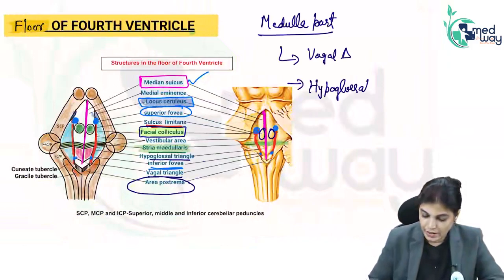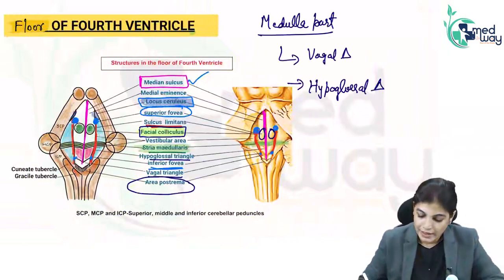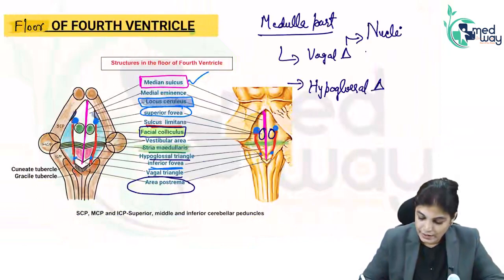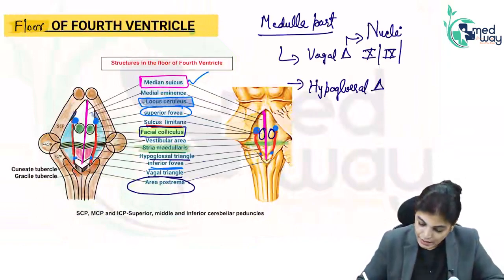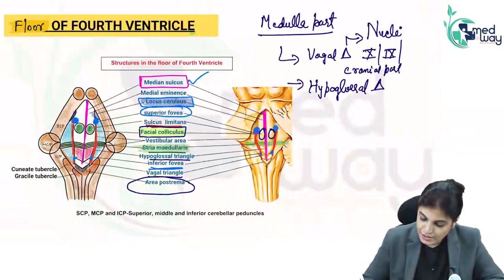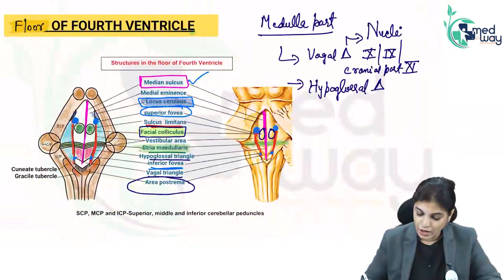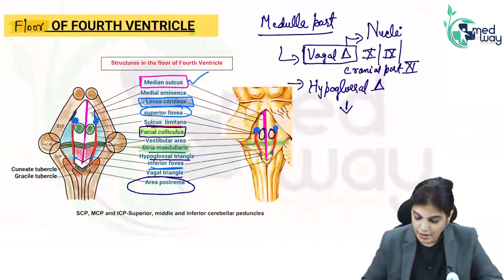We have a vagal triangular area and a hypoglossal triangular area. If I talk about the vagal triangular area, it contains the nuclei of which nerves? It contains the nuclei of the 10th, the 9th, and the cranial part of the accessory nerve, which means the 11th nerve. Got it? So this was about the vagal triangular space. Now I am talking about the next triangular space, that is the hypoglossal triangular space.